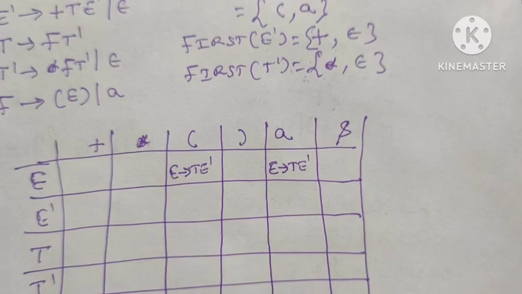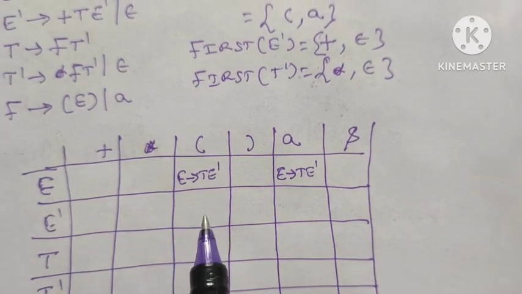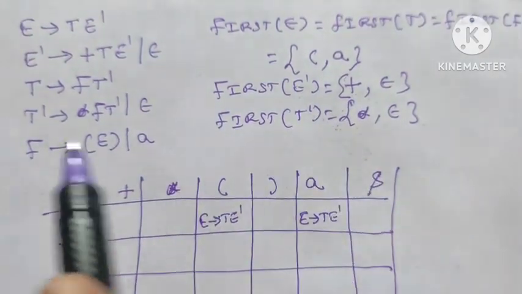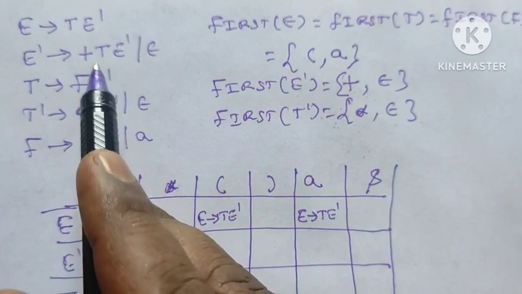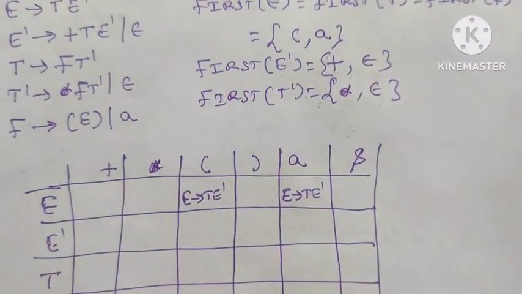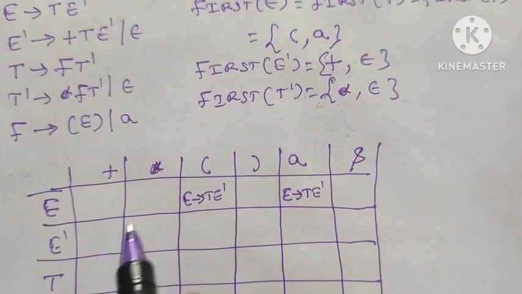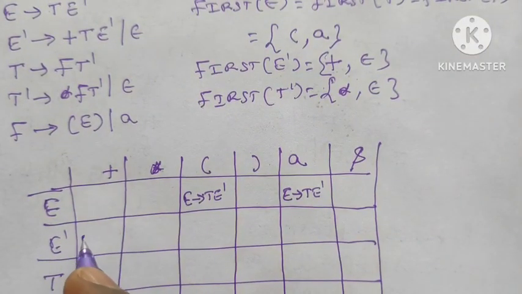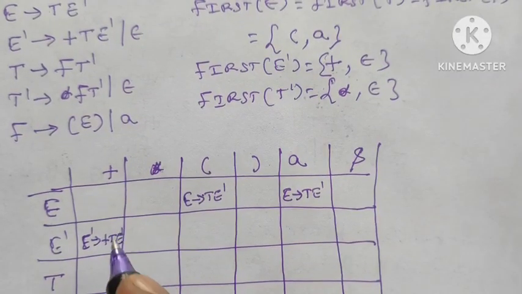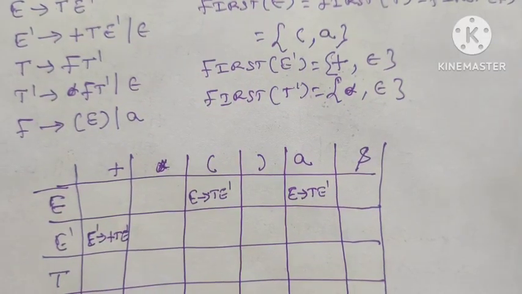Now the next one is you go for E dash. First of E dash you have plus. Now E dash has two productions. Which production gives plus here? T dash gives me plus here. So E dash tends to plus, and you write E dash tends to plus T dash.